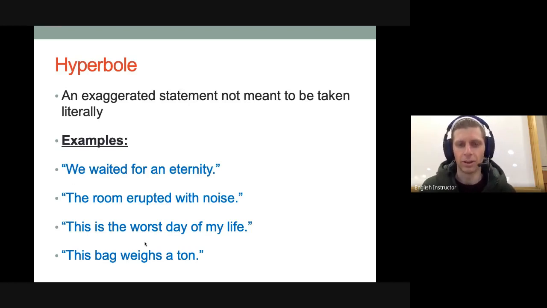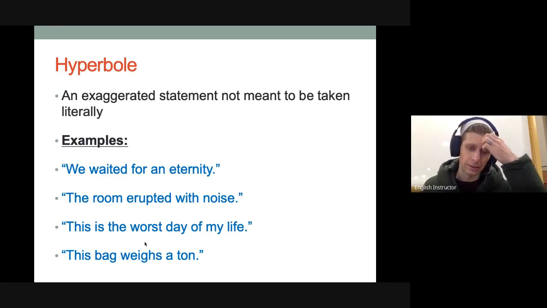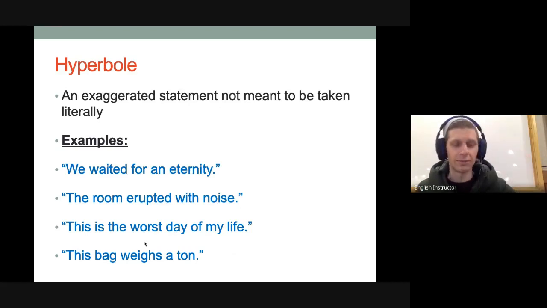We did not wait forever. The room did not explode because of noise. It was a very bad day, but certainly not the worst day. And of course, the bag does not actually weigh a ton. It's just really heavy, and we don't want to carry it.